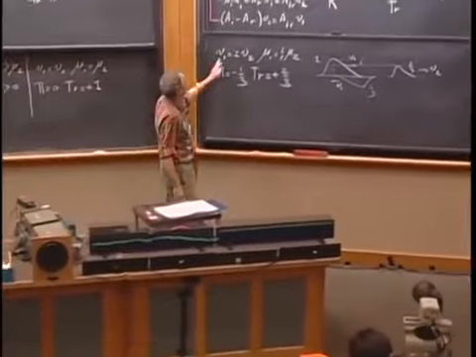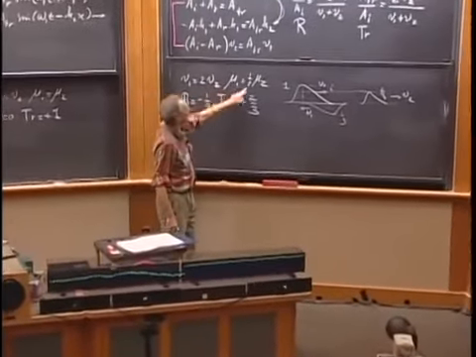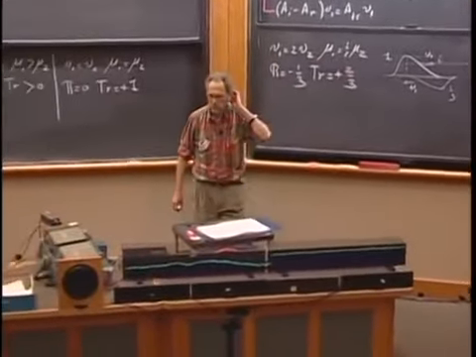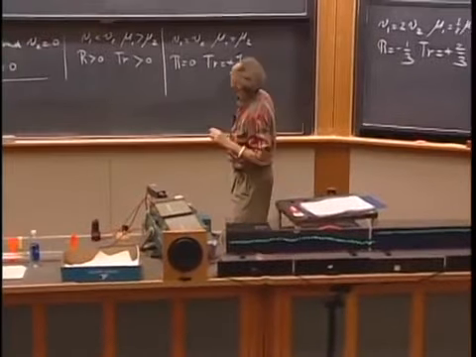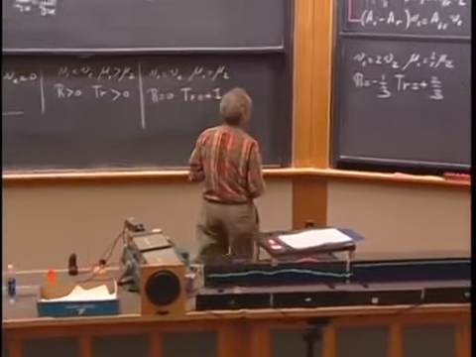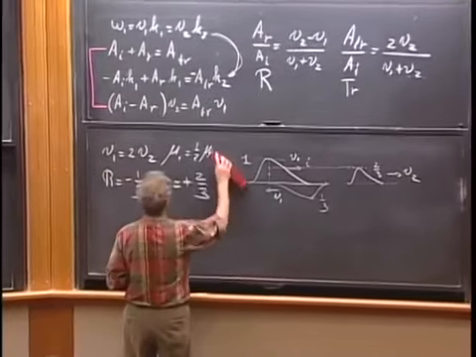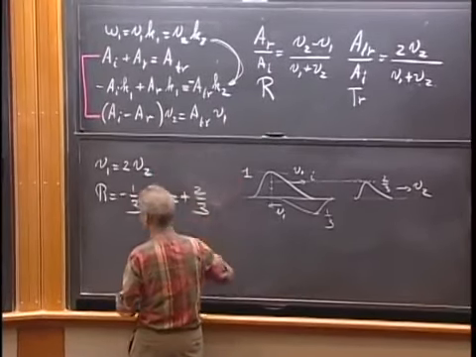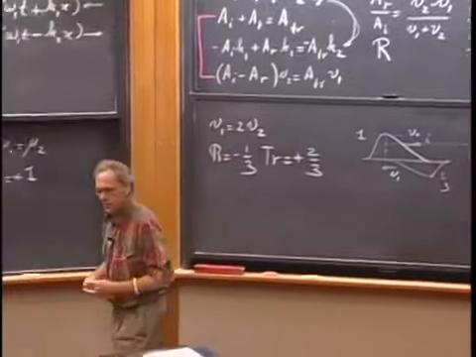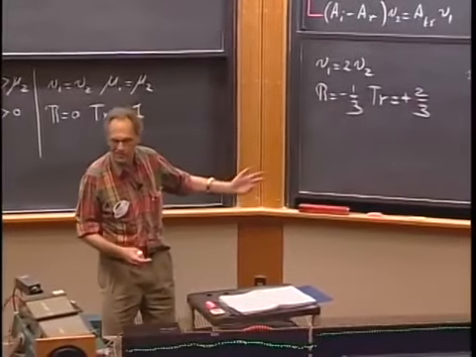mu1, v1 is 2v2, then mu1 is 1/2 mu2. Is that wrong? Yeah, you have a good point. Let's just remove it. Okay now? Thank you.